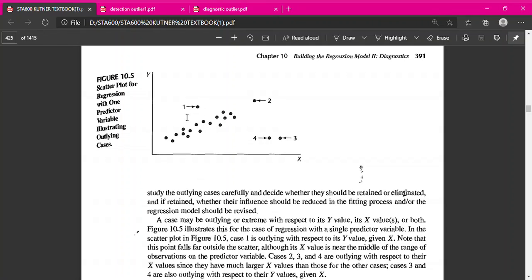Okay, so number 1, what do you think? Ini adalah influential ataupun high leverage? This is outlier ataupun high leverage. It does not follow the trend, so it is outlier. Tapi it does not have extreme values in X, so ianya bukan high leverage. Yang kedua, it follows the trend, kan? So it is not an outlier, tapi ianya adalah high leverage sebab ia ada extreme in X values.